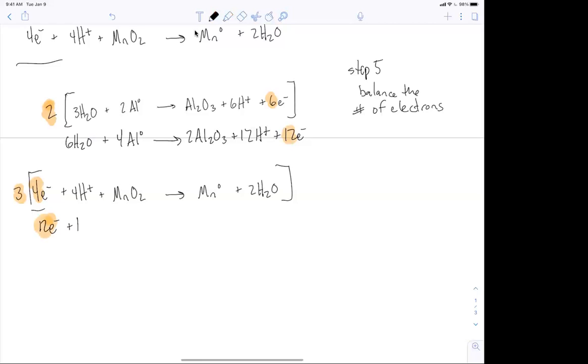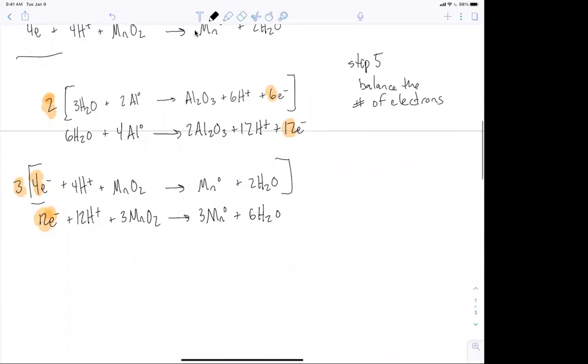And then I want to make sure that I continue multiplying this through. So 3 times 4, 3 times 1, etc. So I end up with 12H plus, 3 manganese oxides, 3 manganese, and 6 water.